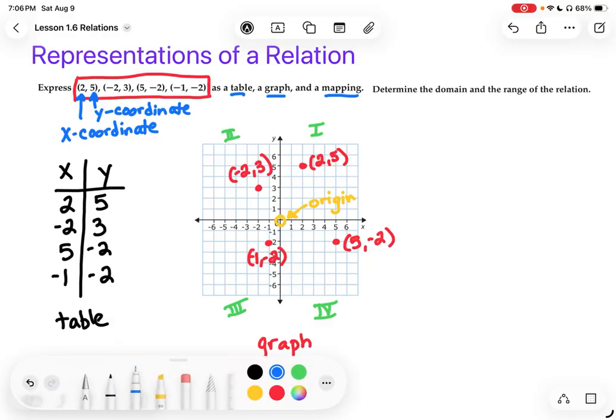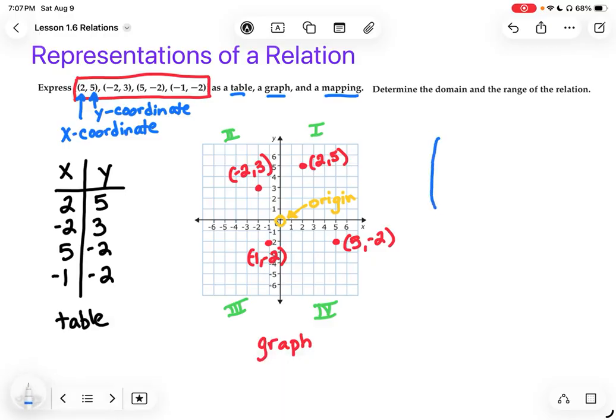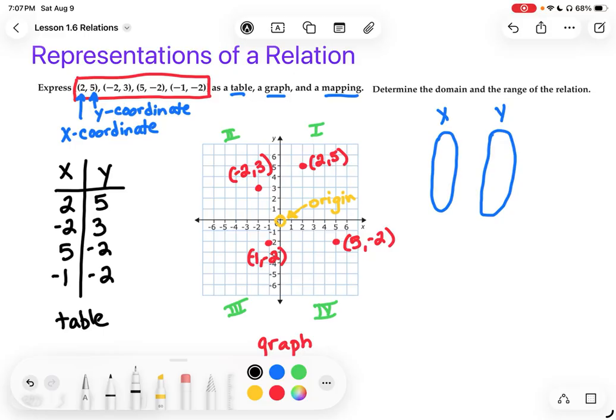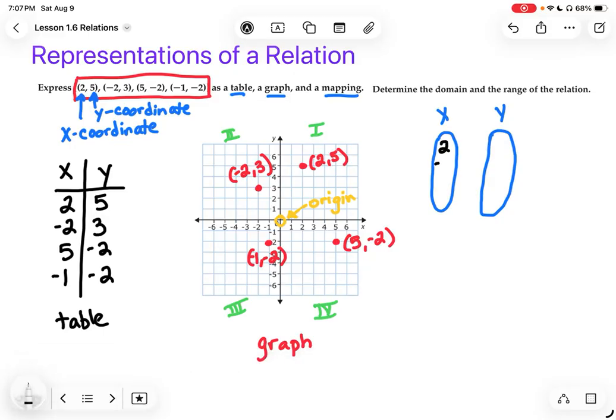And you may not have seen a mapping before. It's very similar to a table in that we have one section for x's and one section for y's. We draw these oval looking shapes. And then in the x oval, we're going to put our x values, which were 2, negative 2, 5, and negative 1. And in the y oval, we're going to put our y coordinates, but our y's are only going to have 3 numbers, 5, 3, and negative 2. And that is because the negative 2 occurs twice, and we only need to write it once in a mapping.